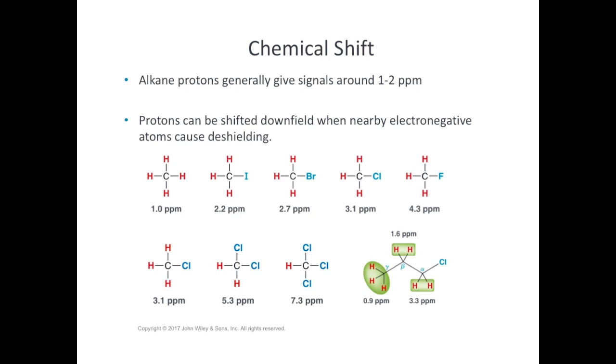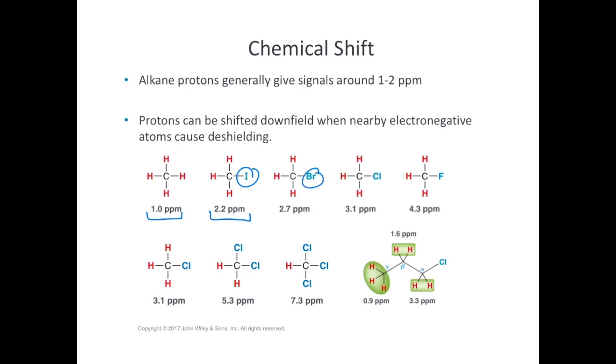And there are tables of chemical shift data that help us to know where to expect certain protons to show up. So protons can be shifted downfield when they are adjacent to electronegative atoms. So if we look at methane here, it shows up at 1.0. So the hydrogens in red show up at 1 ppm. By adding a halogen, iodine, that shifts those hydrogens to 2.2 ppm.